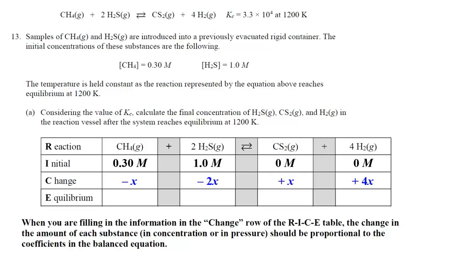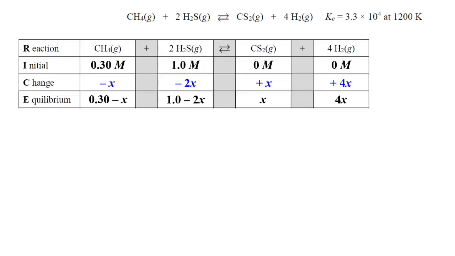Now let's fill in the final row of the rice table in terms of x. So 0.3 minus x, 1.0 minus 2x, and then we have x and 4x. You might be a little concerned at this point.